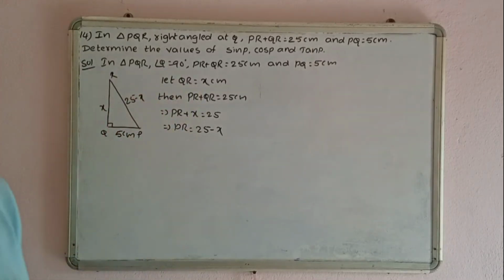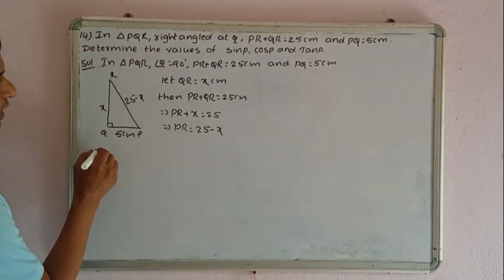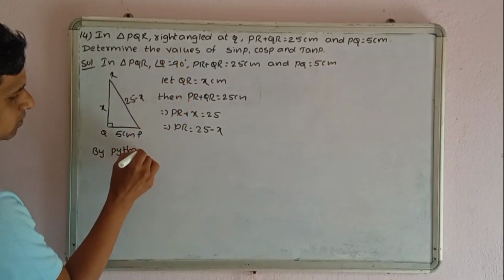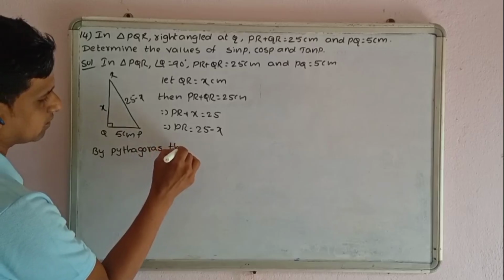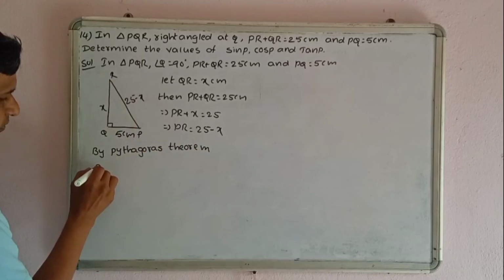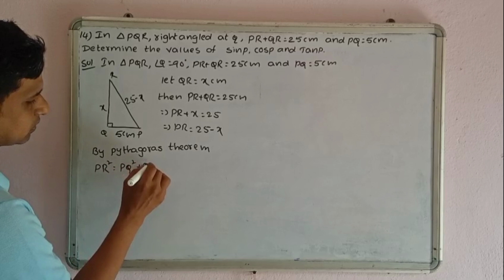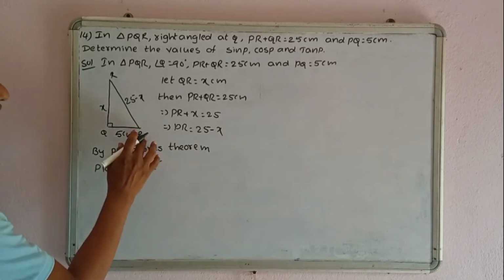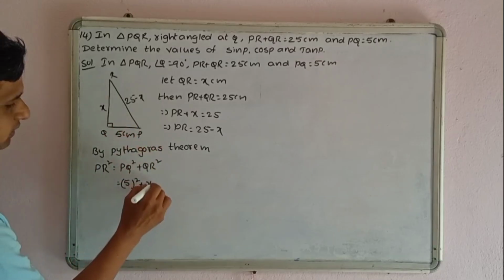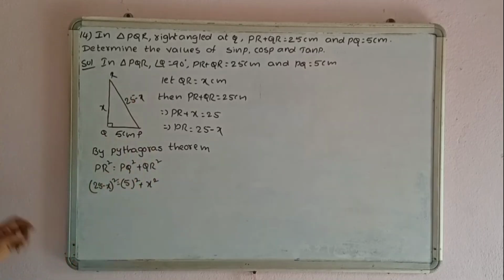Okay. Observe that this is a right angle triangle, using Pythagoras theorem: hypotenuse square equals side square plus side square. In triangle PQR, angle Q equals 90 degrees, by Pythagoras theorem, hypotenuse square, that means PR square, equals PQ square plus QR square. So here the value of PQ is 5, the value of QR is x, the value of PR is 25 minus x whole square.